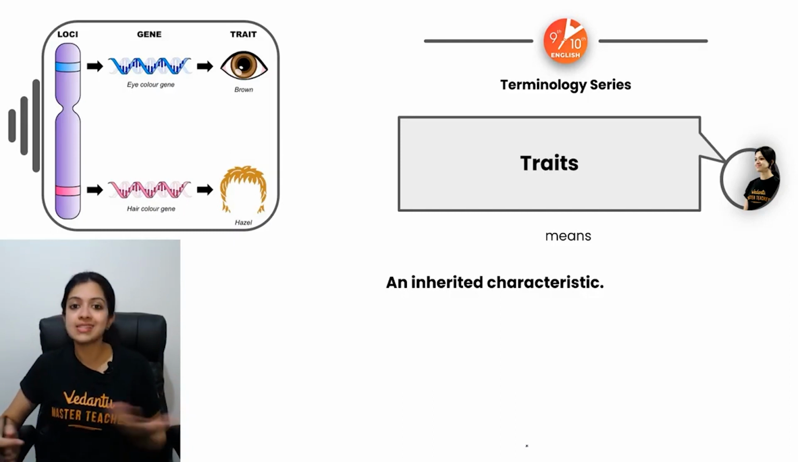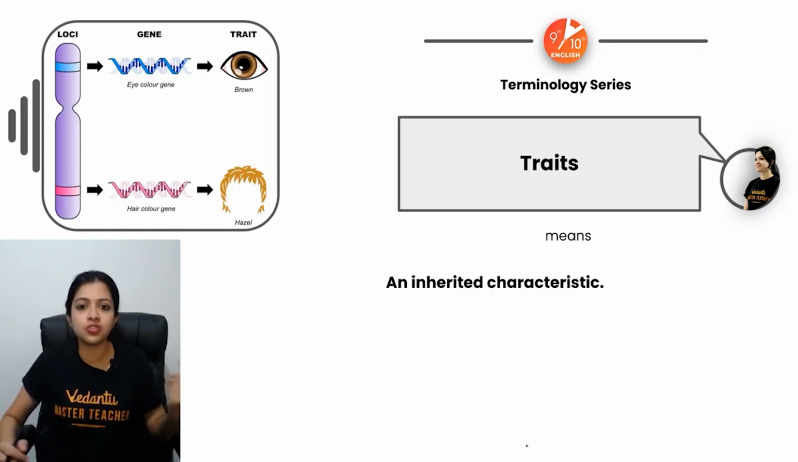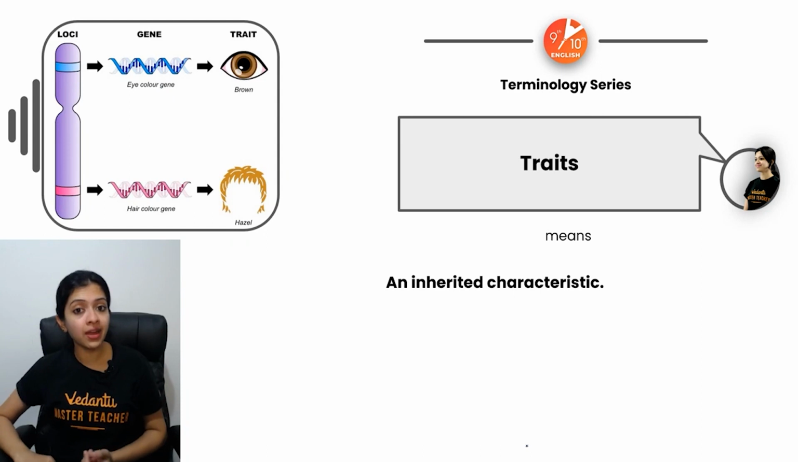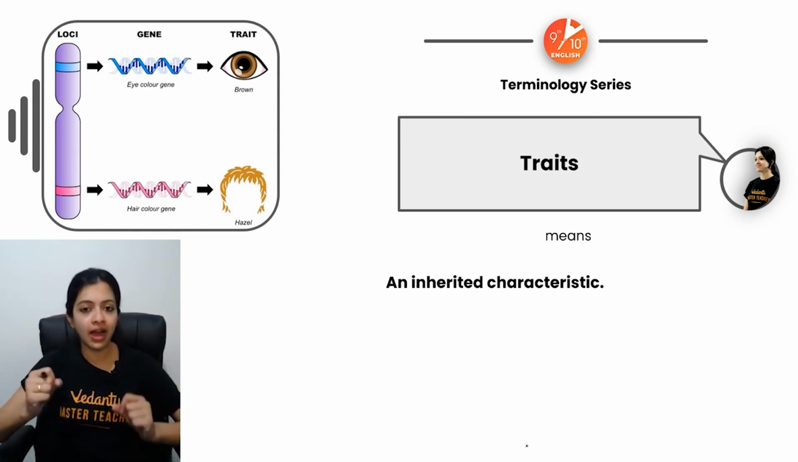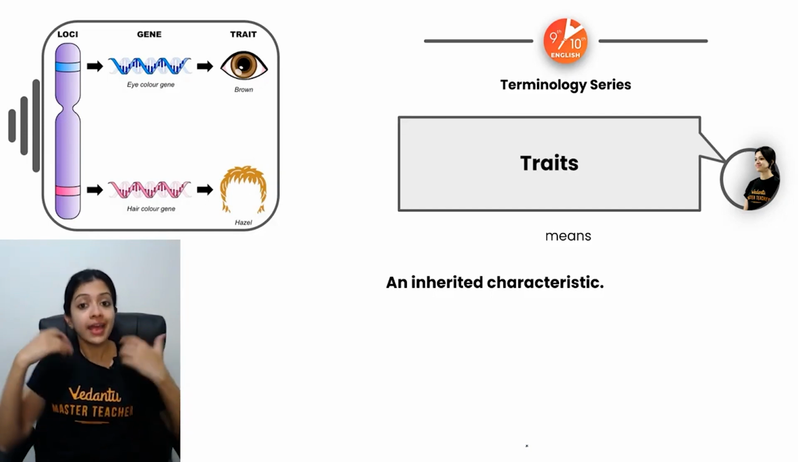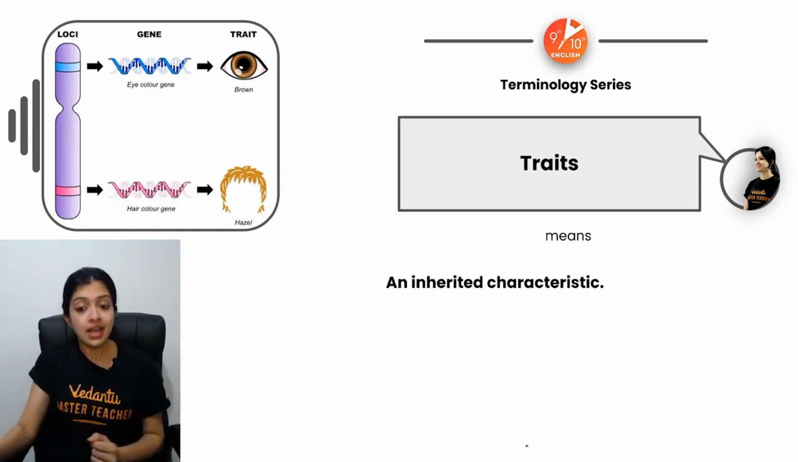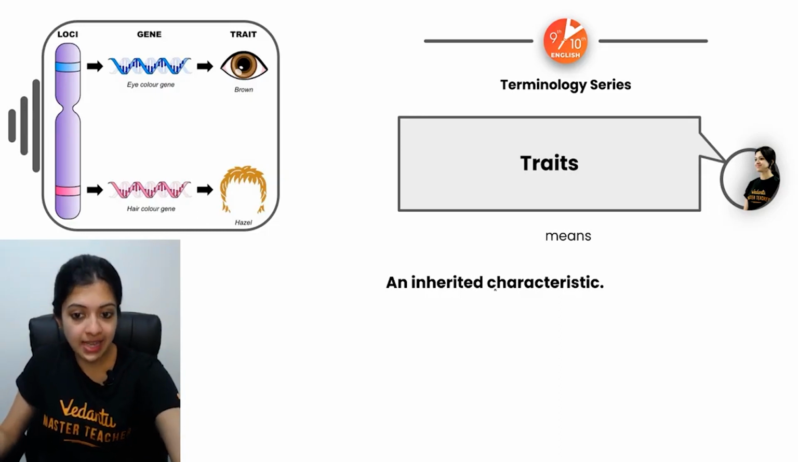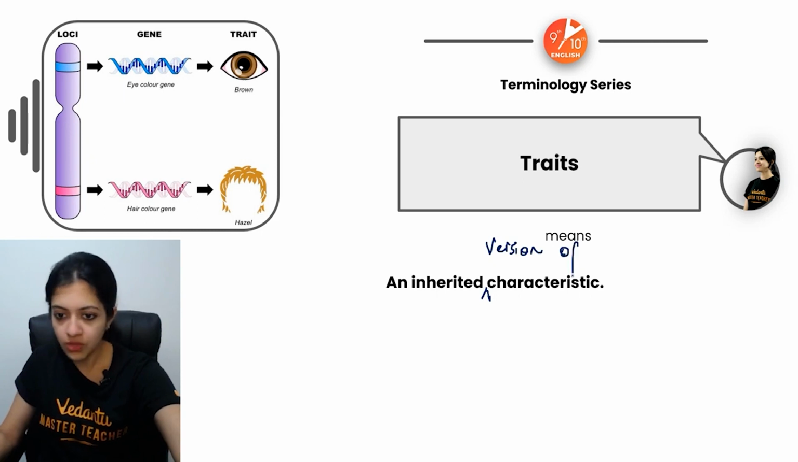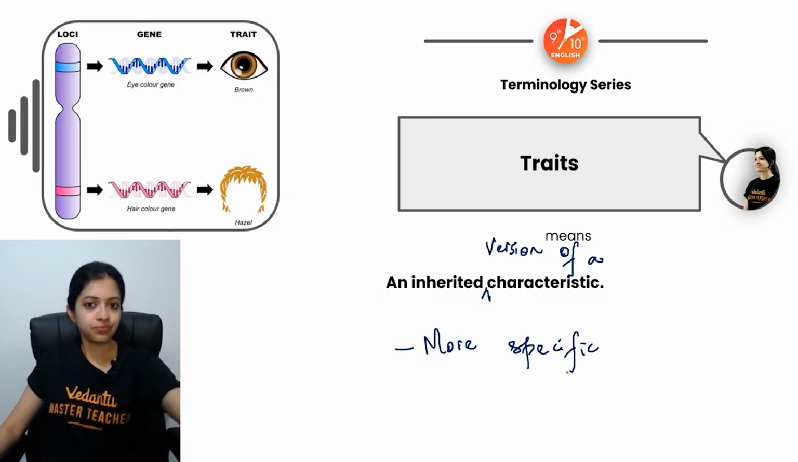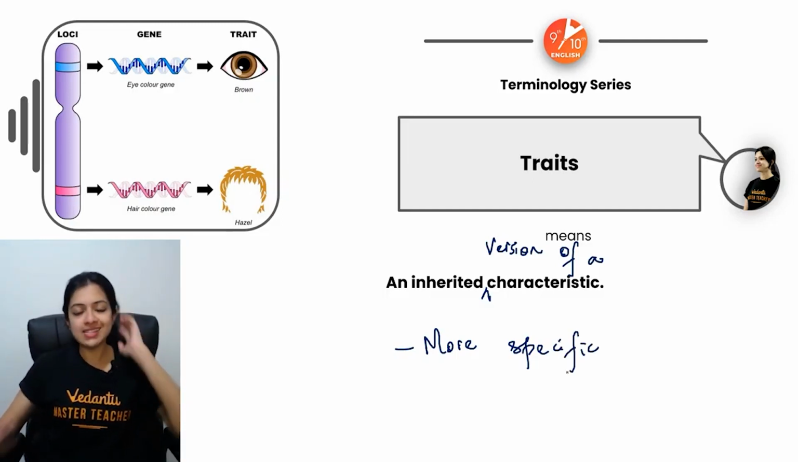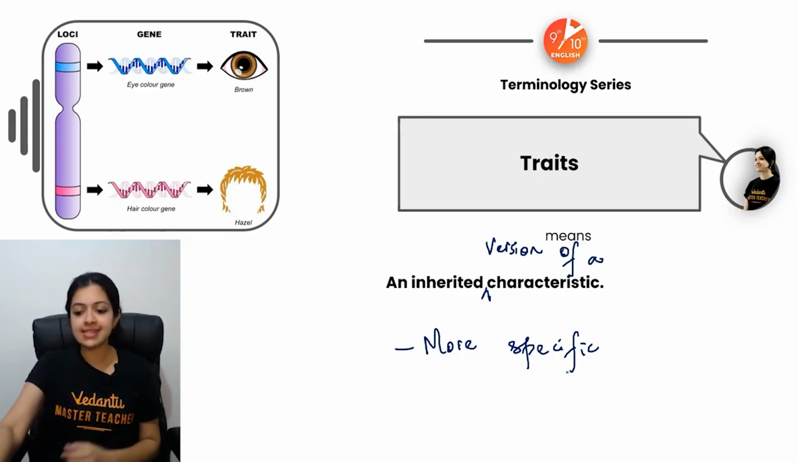Blue eye color is a trait. Green eye color is another trait. Black hair, brown hair, blonde hair, these are all traits. But eye color and hair color are more general and they are characteristic features, right? So an inherited characteristic, I would say an inherited version of a characteristic. All right. So this is more specific, obviously. Right, guys? So this is the major difference between traits and characters.